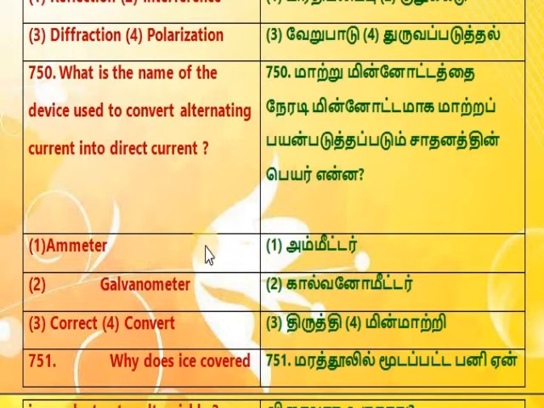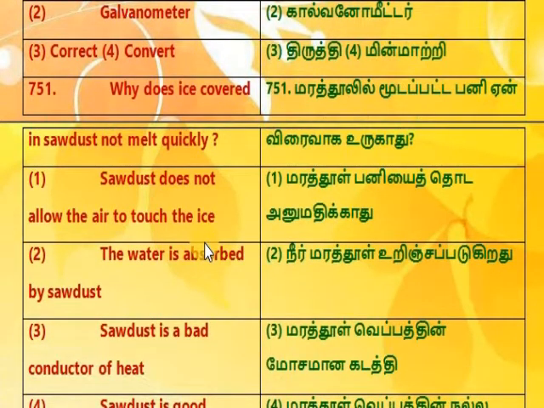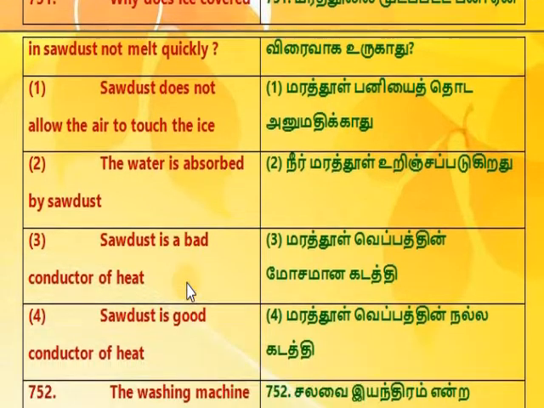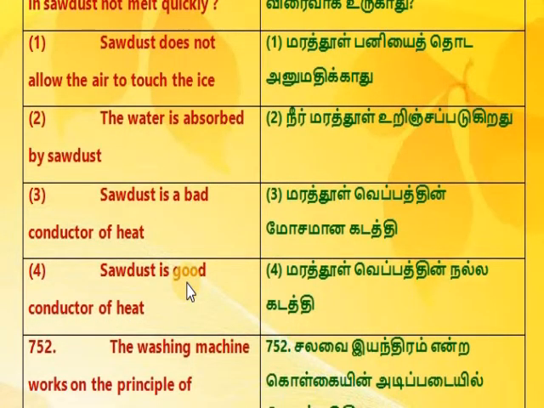750. What is the name of the device used to convert alternating current into direct current? 1. Ammeter, 2. Galvanometer, 3. Rectifier, 4. Converter. 751. Why does ice covered in sawdust not melt quickly? 1. Sawdust does not allow the air to touch the ice, 2. The water is absorbed by sawdust, 3. Sawdust is a bad conductor of heat, 4. Sawdust is a good conductor of heat.